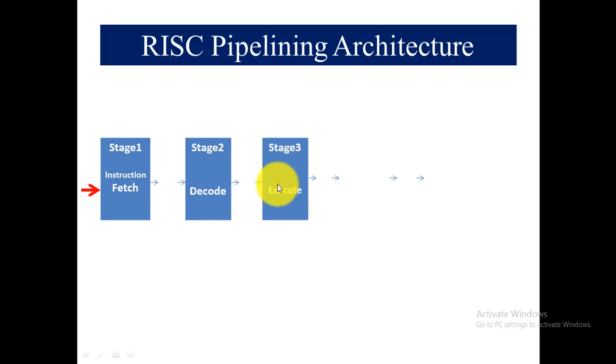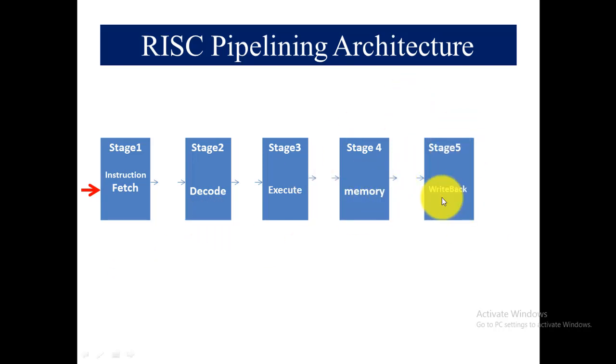It executes the decoded instructions, and after that, in stage 4, it accesses the memory. So the fourth stage is memory, and the next stage is write back. After generating the results, it will write back into the memory. These are all the 5 stages, and after the instruction passes through all these 5 stages, it will produce an output.